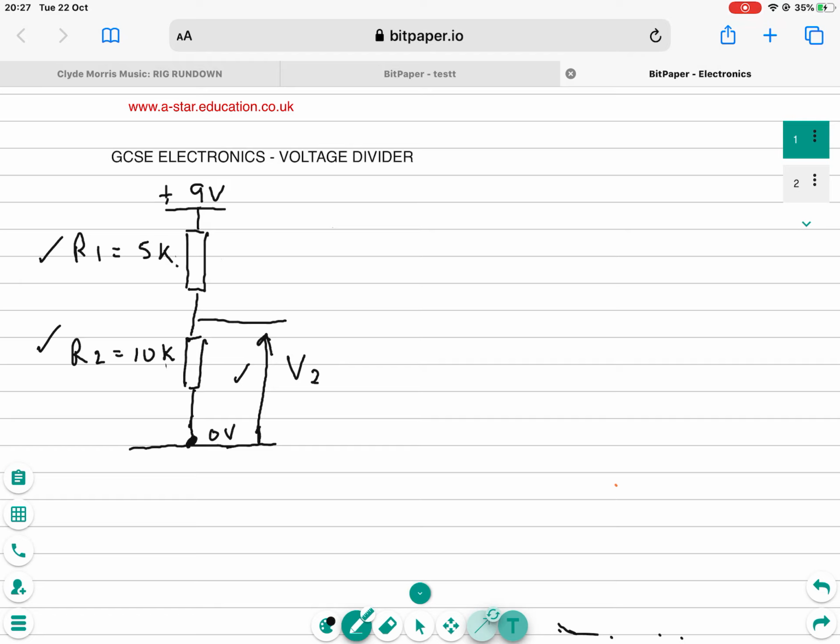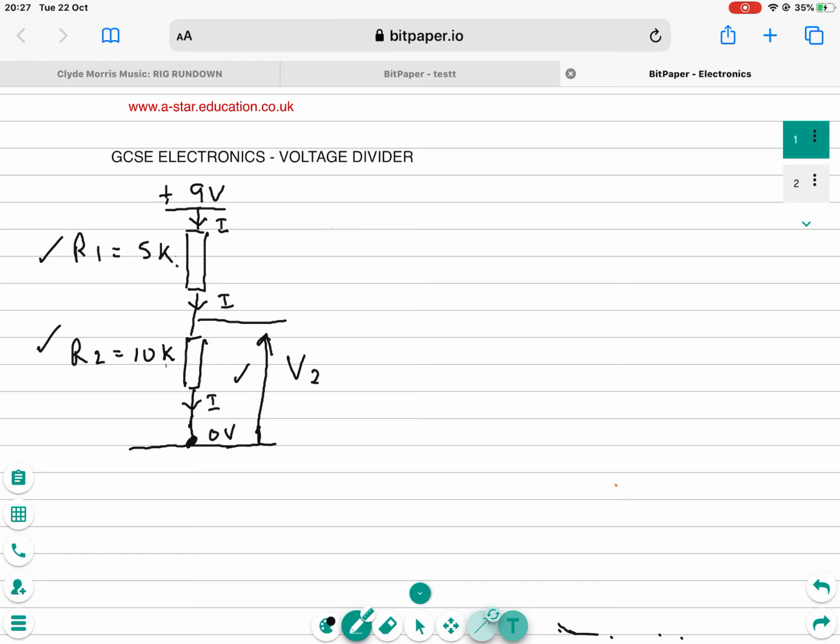Well, the first assumption that we need to make is that the current flowing through the resistors is the same all the way through. We can make this assumption because the resistors are in series. R1 is in series with R2, so the same current must flow down through the 5K resistor. We'll just call this current I, and it must be the same current which is flowing down through the second resistor R2, and the same current all the way down to 0 volts. Okay, so it's the same current.